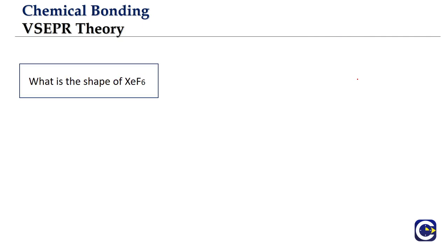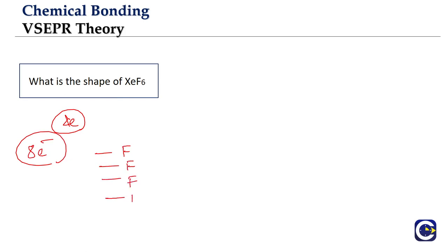Look at this one. What is the shape of XeF6? What is the shape of XeF6? So XeF6 means what? Xenon. So first, this is the approach. I'll just take you through. Xenon will have, what is the number of valence electrons of xenon? 8 valence electrons. Using this, it is forming how many bonds with fluorines?